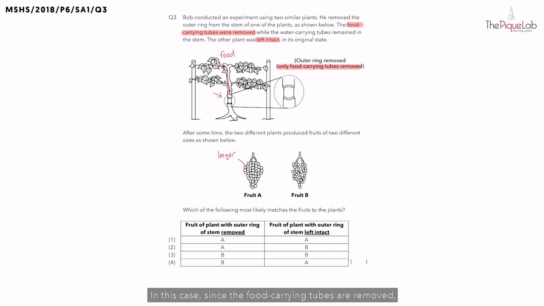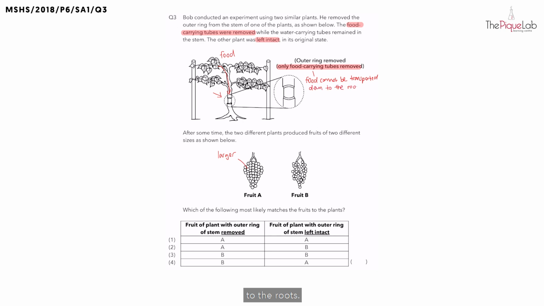In this case, since the food-carrying tubes are removed, this means that food cannot be transported down to the roots. Now, if the food cannot be transported down to the roots, what is the plant going to do with all of that extra or excess food? Now, this excess food will then be transported to other parts of the plant. Based on the diagrams we have seen so far, what are the other parts of the plant where food can be stored?